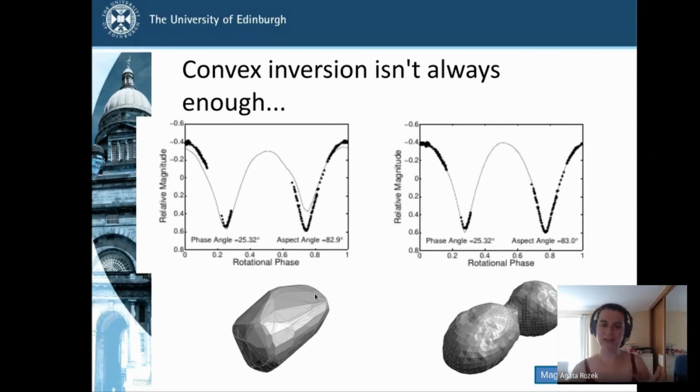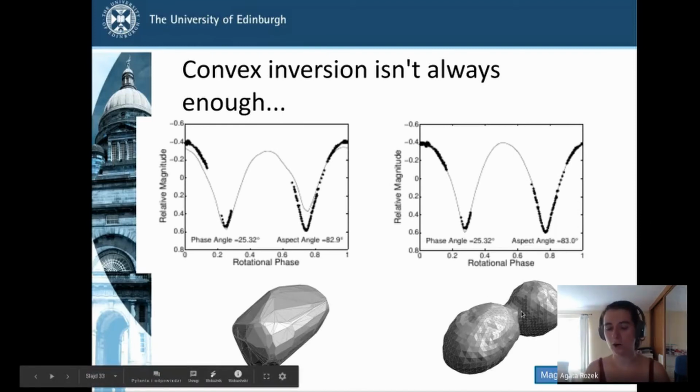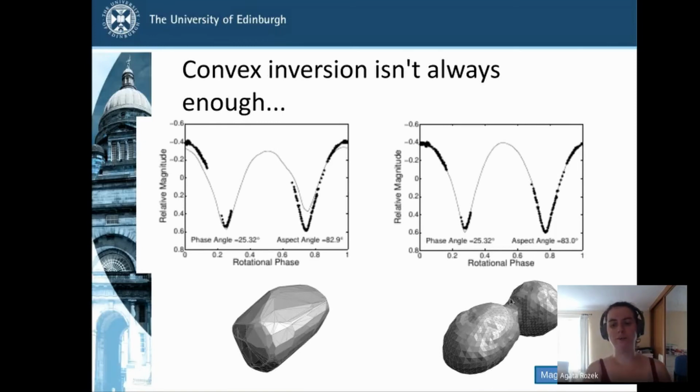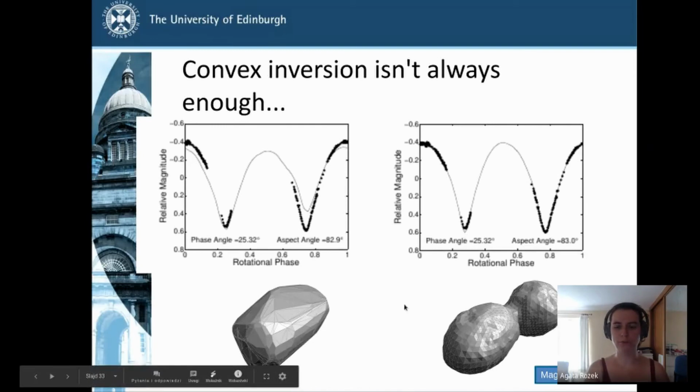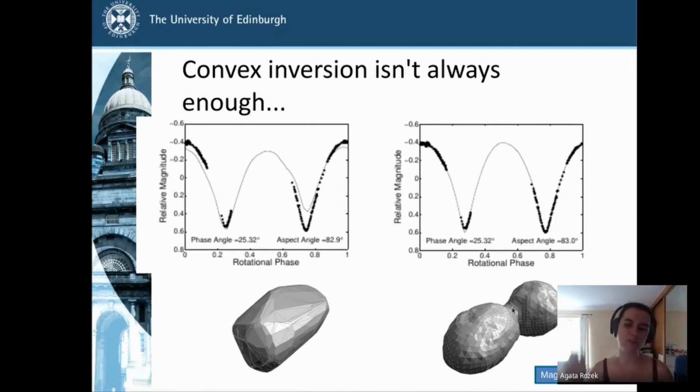So you get an idea of what the proportions are from different angles, but you don't get information about the details that are often important, like this very clear neck region here. This is the same asteroid, but modeled with different methods. So you don't get the neck regions. You don't get the craters. You don't get the ridges from convex inversion.